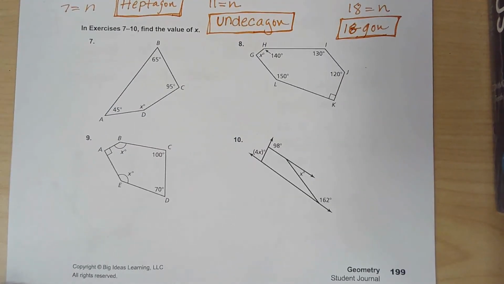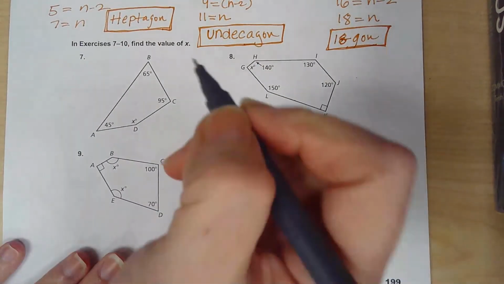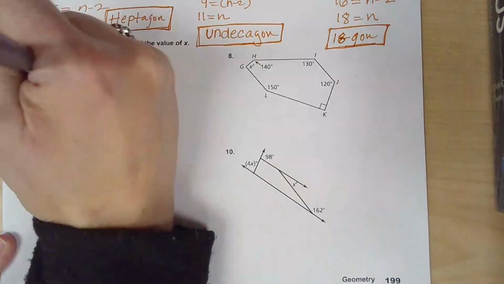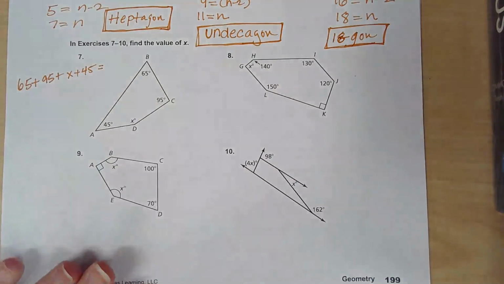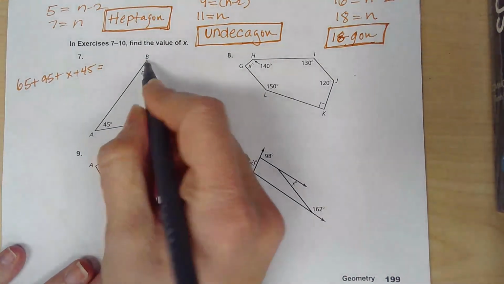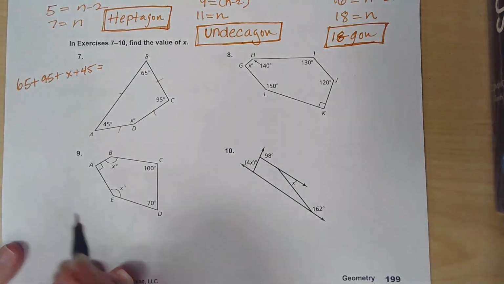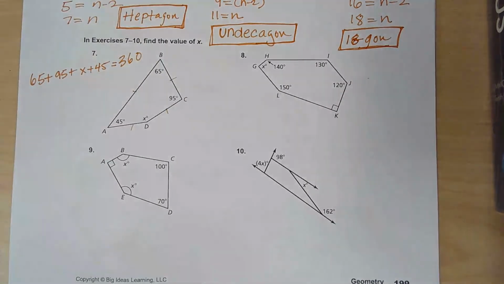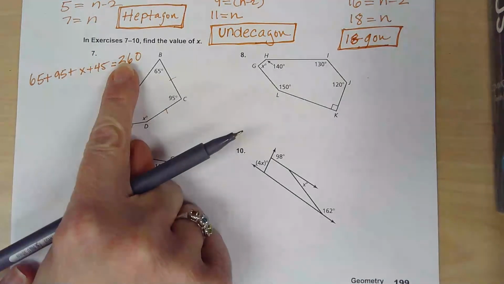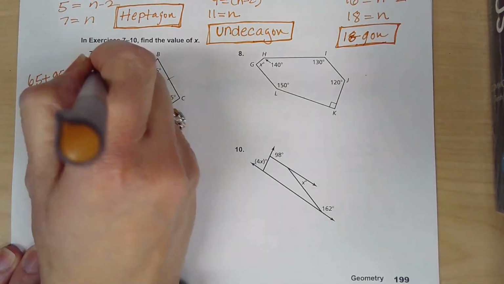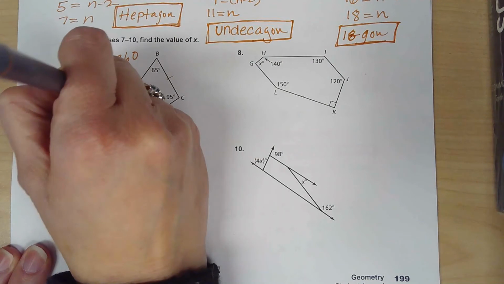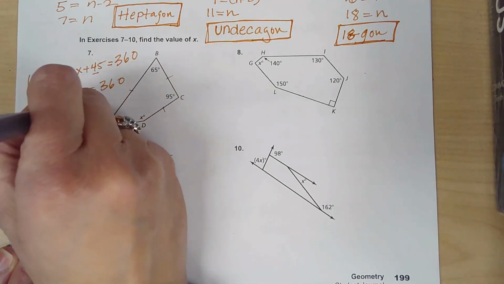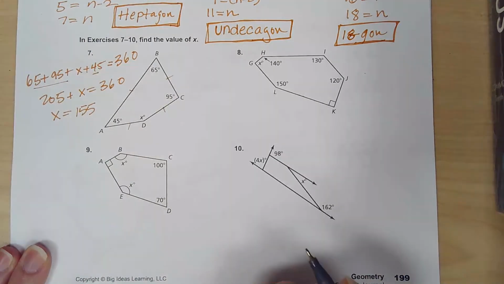All right, number 7, find the value of x. So these are the interior angles. So I would do 65 plus 95 plus x plus 45 add up to, so this is a 1, 2, 3, 4-sided figure. So I know that a 4-sided figure's interior angles add up to 360 degrees. So I'm going to set this equal to 360. I'm going to add my numbers together, and I get 205. And then I'm going to subtract 205 and get 155.